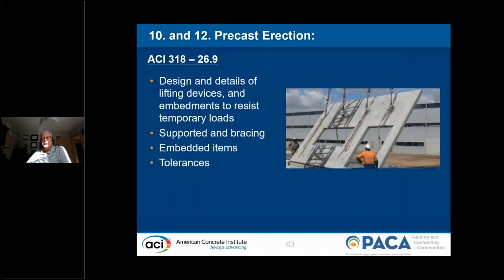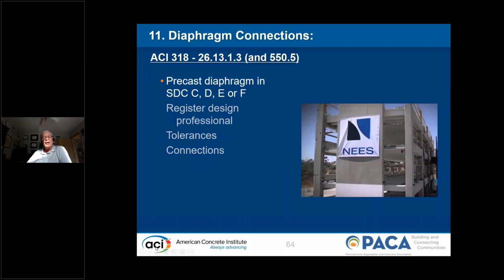With precast, erection is also important. Some of the toughest loads for a precast panel might actually occur in transport and erection rather than in its final position on the job site. So we have to look at all of these temporary loads and make sure everything is handled according to the construction documents. Diaphragm connections also have special inspection requirements. These need to be done by the registered design professional in seismic design in buildings being built where the seismic design category is C, D, E, or F.